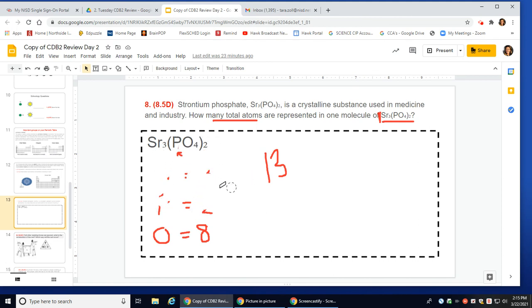Okay, let me just erase and see if I can move to the next slide without a problem.